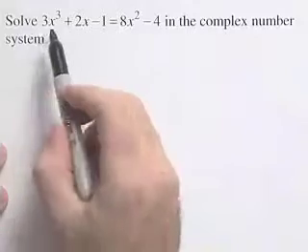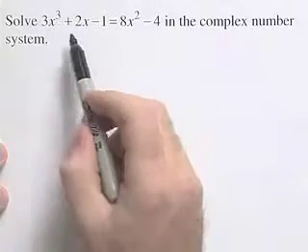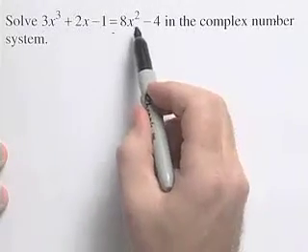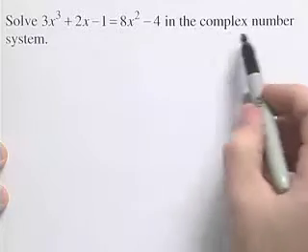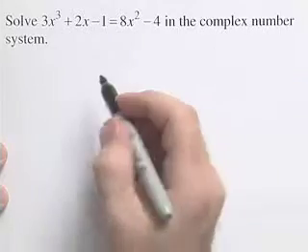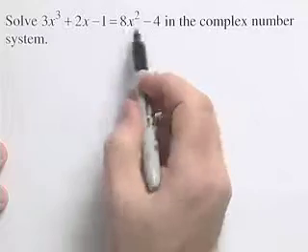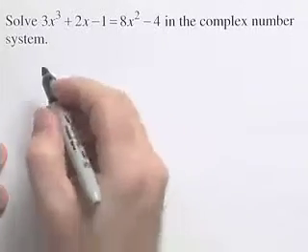For this next problem, we're going to solve an equation in the complex number system. We're asked to solve the equation 3x cubed plus 2x minus 1 equals 8x squared minus 4, and we're going to solve that in the complex number system. First thing we'd like to do is move everything to one side and get the right side equal to 0.